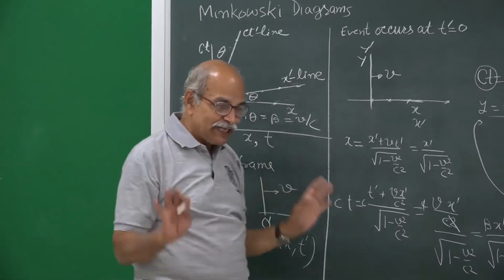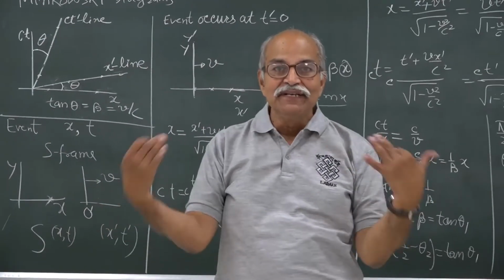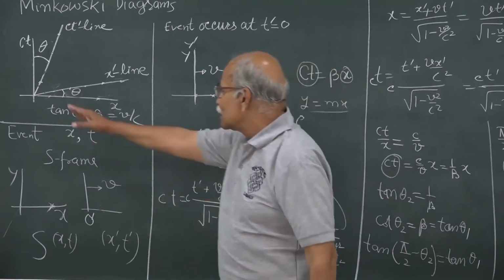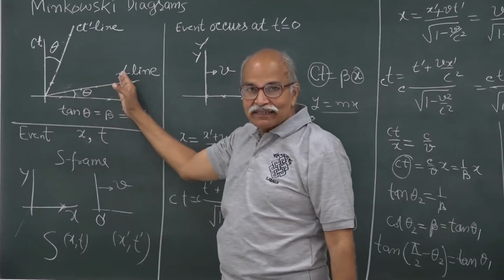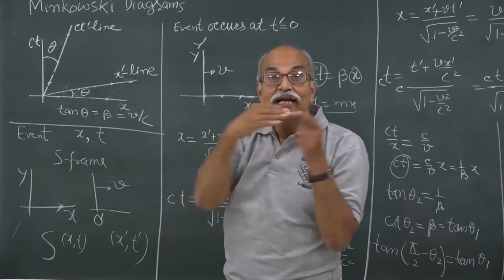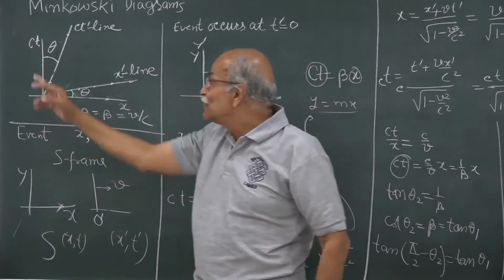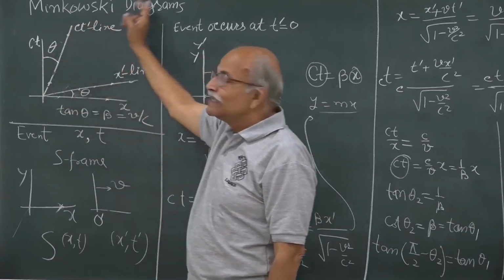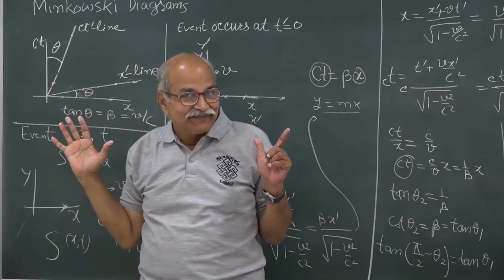So, this is one part. If you have two frames S and S prime and you consider events for which t prime is equal to 0, those events on the XCT diagram are represented by this line. And then if you consider events for which x prime is equal to 0, then the corresponding x and corresponding CT will be represented by this line on this XCT Minkowski diagram. So, this is the one part which you have to understand, right.